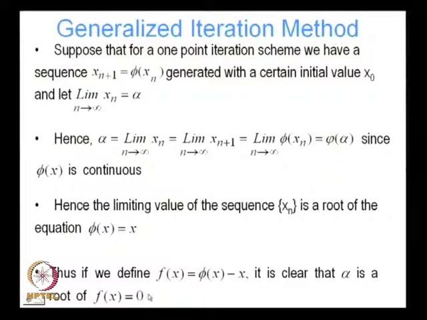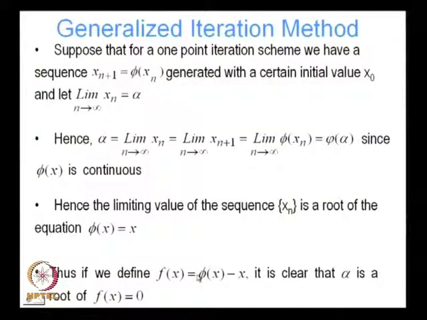Thus, if we have a given function f(x), and from that function we define f(x) is equal to phi(x) minus x. So, finding the root of f(x), finding f(x) equal to 0, is equivalent to finding the root of phi(x) equal to x, right. So, it is clear that since we have found the root of phi(x) equal to x with a sequence x_n tending to alpha, we have also found a root of f(x) equal to 0, right. So, we are converting this equation f(x) equal to 0 to finding the root of this equation phi(x) is equal to x.